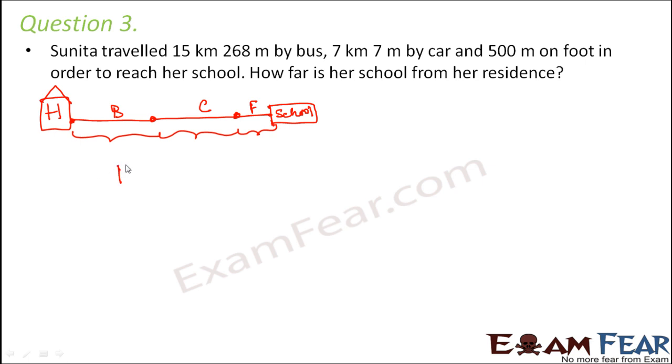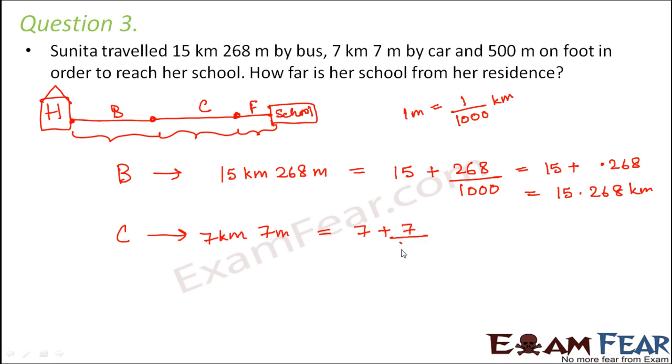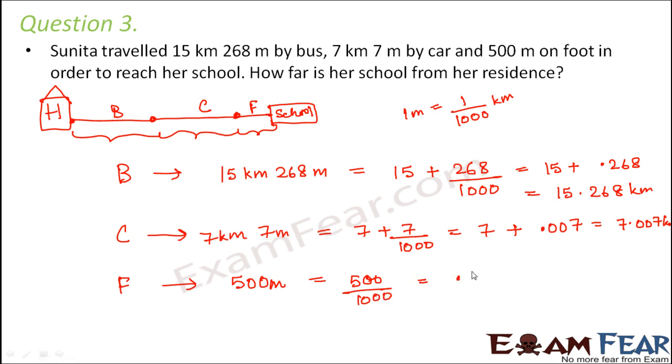So before that, the total distance traveled by bus is 15 kilometers 268 meters. Let us convert it into kilometers. So this would be 15 plus 268 divided by 1000, because 1 meter is equal to 1 by 1000 kilometers. Now this becomes 15 plus 0.268, that is equal to 15.268 kilometers. Similarly, distance covered by car is 7 kilometer 7 meter, that is equal to 7 plus 7 by 1000, that is equal to 7 plus 0.007, which is equal to 7.007 kilometers. And how much did she cover by foot? She covered 500 meters, that is 500 divided by 1000, which is equal to 0.5 kilometers.